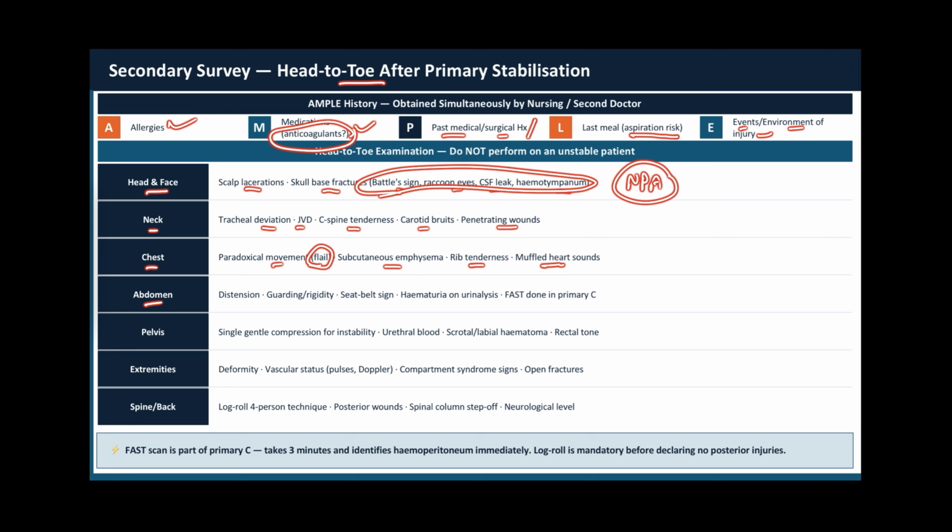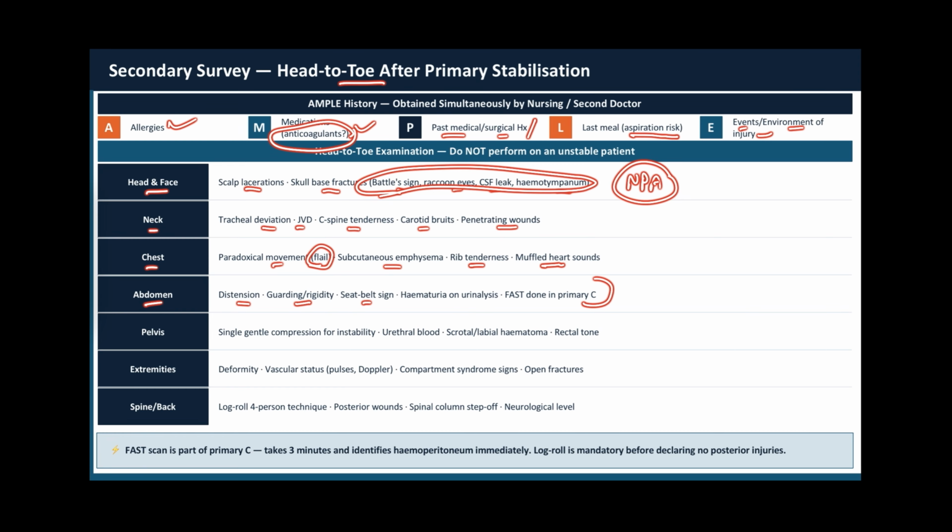In the abdomen, look for any distension due to blood that has pooled up. Look for any guarding or rigidity, which are signs of peritonitis because of the blood. Look for seatbelt injury, because with that you need to identify any large intestine and small intestine injuries. Hematuria on the urinalysis means the bladder may be ruptured.